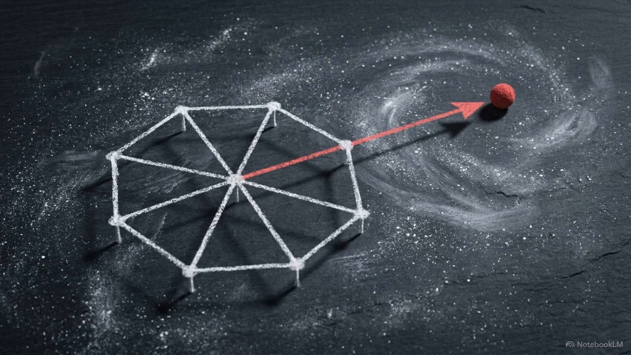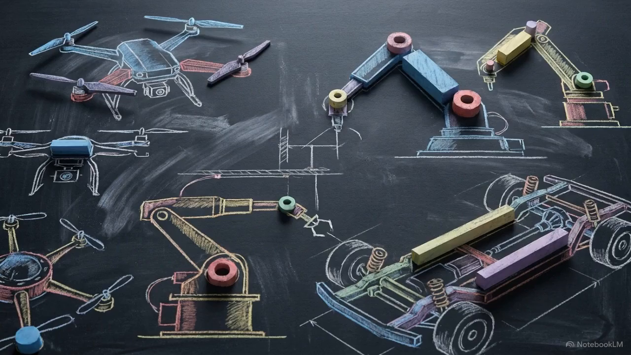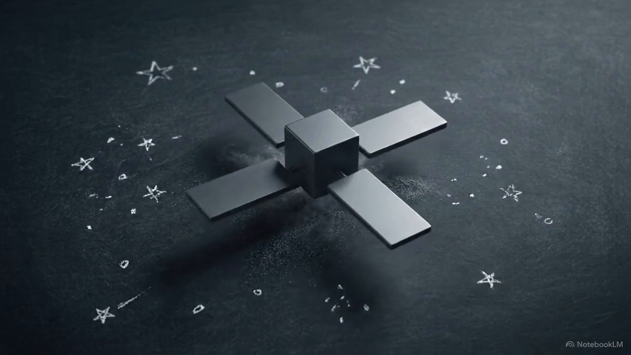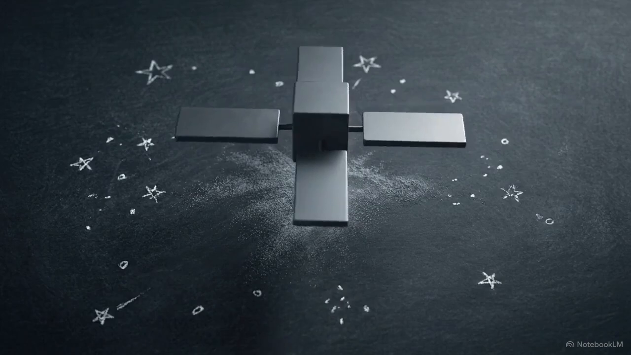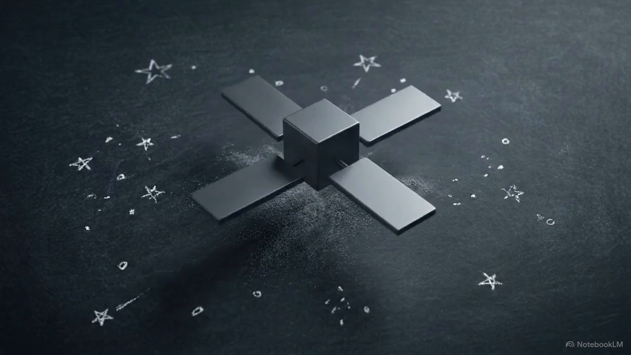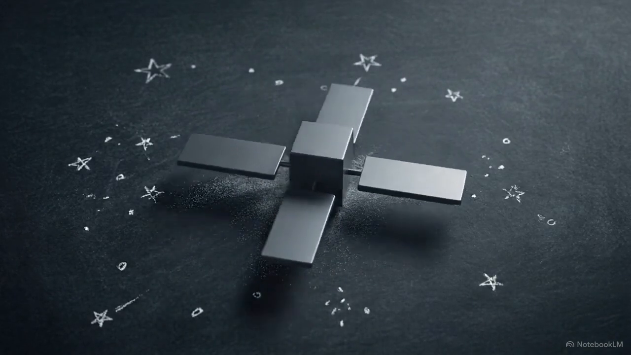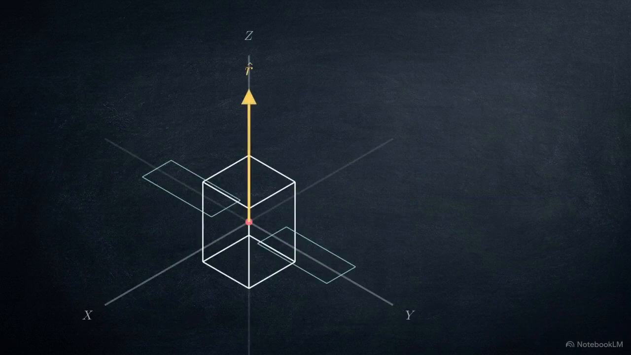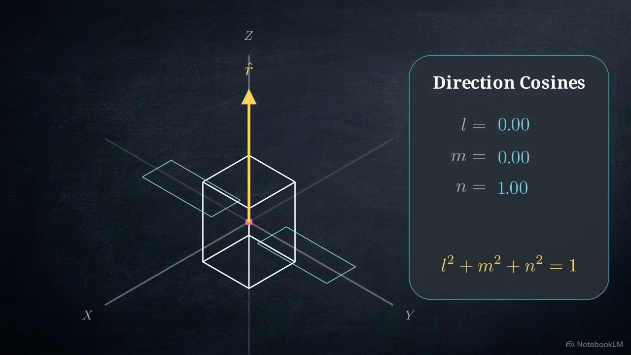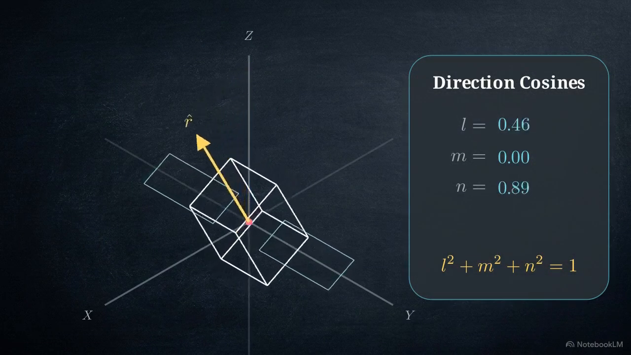Because the sum of the squares is always unity, direction cosines provide a consistent method for calculating trajectory regardless of the distances involved. This geometry is the standard for controlling systems in physical environments. For instance, in aerospace engineering, maintaining a satellite's attitude requires constant, precise adjustments relative to an inertial reference frame. The unit vector extending from the satellite's center of mass defines its current orientation in space.